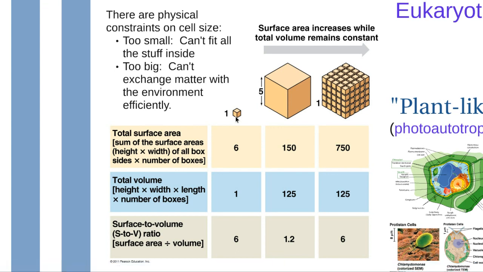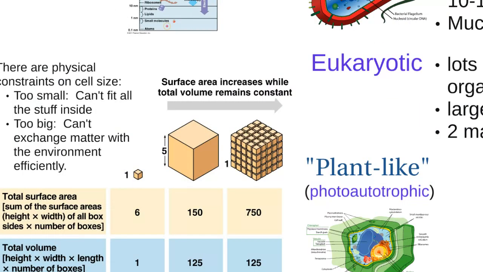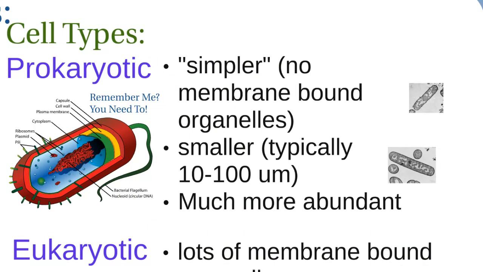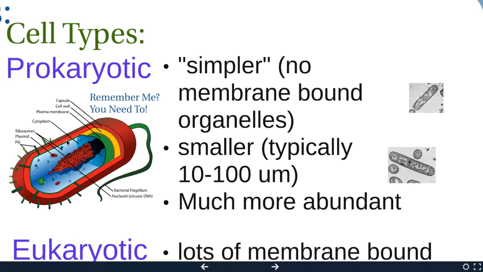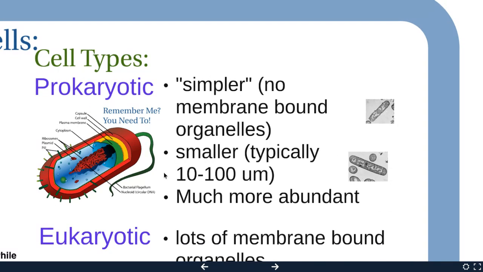And so when you looked at the agar cubes, that's the whole idea here, looking at constraints and limits to cell size. Now, there are two cell types. There's the prokaryotic, simpler ones, before the karyote, before the nut, or before the egg, before the true organelles. They're smaller, and they're much more abundant. And so we're looking at the bacteria for the most part here.